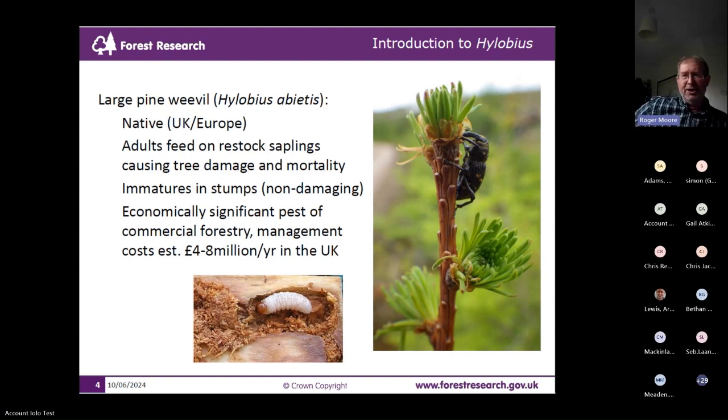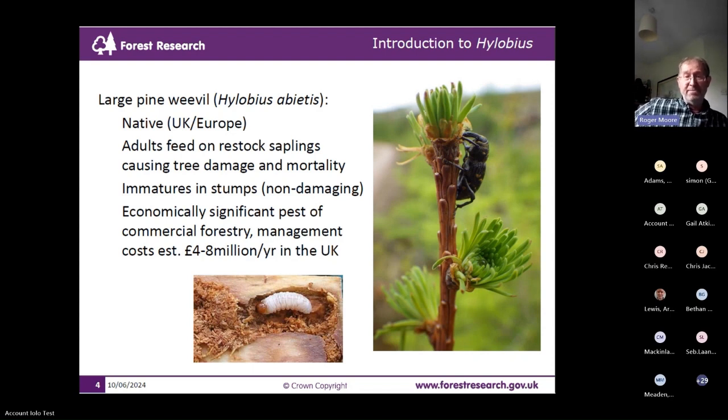Yeah, so a quick introduction to hylobius, the large pine weevil. I'm sure many of you will be familiar with it because it's the number one restocking pest of forestry. First thing to say probably is that it's a native UK pest and also found quite widely across pretty much the whole of Europe as well. So very widespread in distribution. It's the adults that cause the problems, really, because they emerge to feed on saplings that have been planted to restock sites, and they represent a risk to restock trees for anything up to 5 or 6 years post-felling. And they've caused tree damage, sometimes very excessive tree damage and mortality. So they're a serious problem to everybody involved with restocking, really.